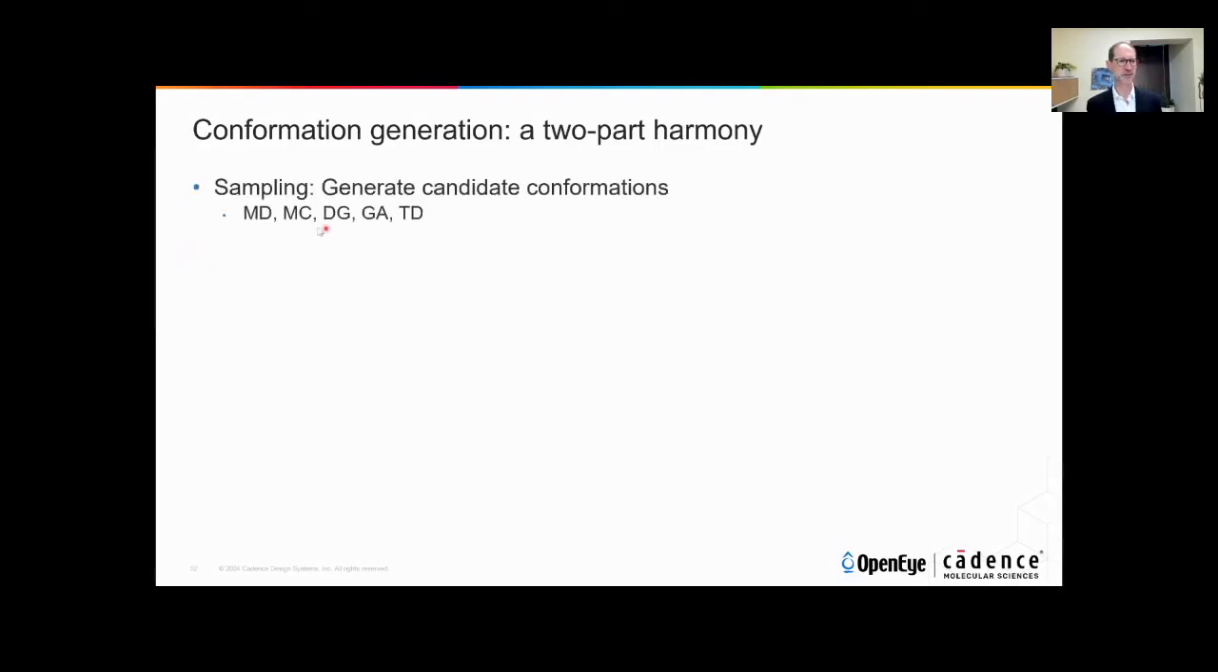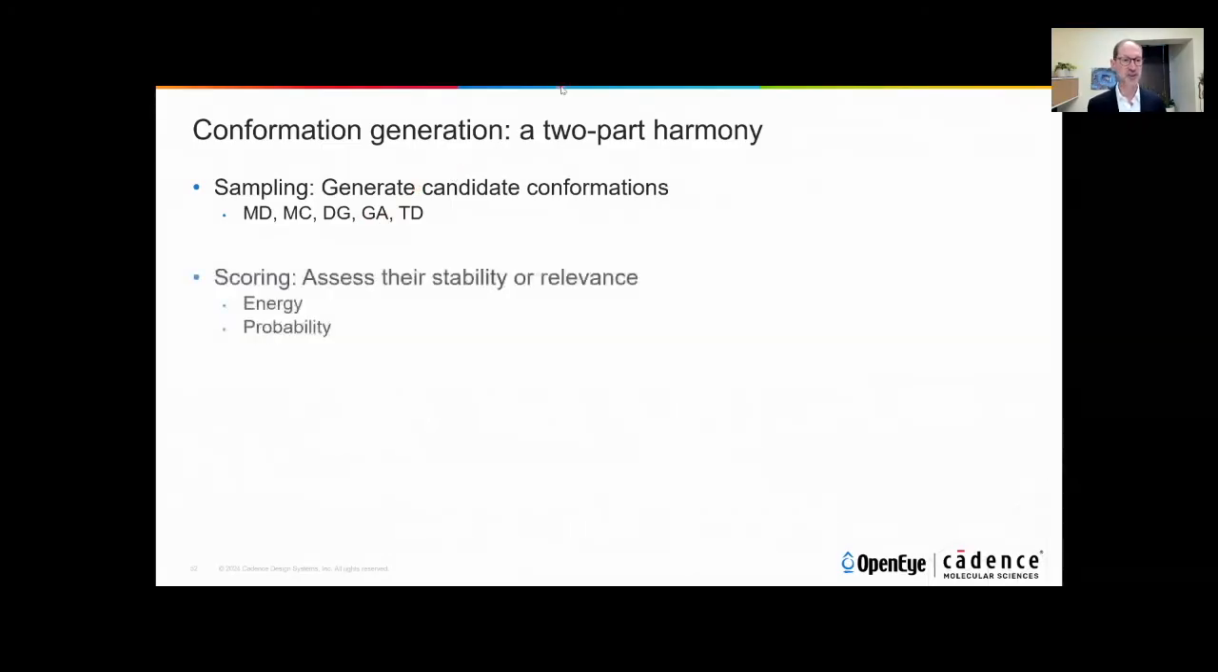And there's lots of different algorithms here. I'll briefly touch on a few of these later on. And then once we've done sampling, we have to score each of the conformations in some way that tells us about its relevance or its stability. And in the great majority of cases, we'd use some estimation of molecular energy or strain energy.